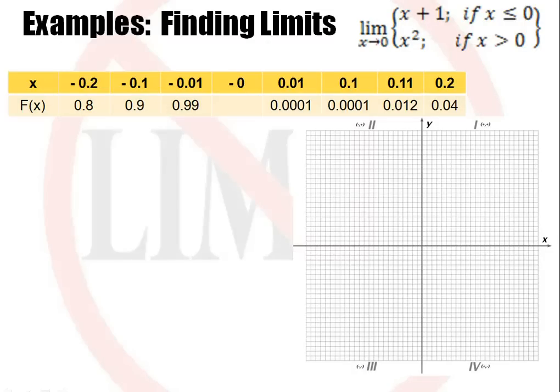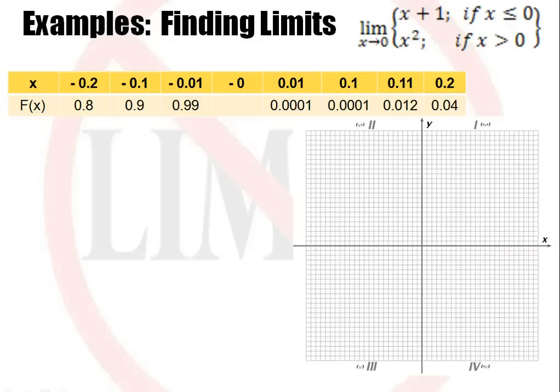For our first function, we're looking at a piecewise function. We have a linear function, x plus 1, that is used if our x values are less than or equal to 0. And then we have a quadratic function, x squared, if x is greater than 0.